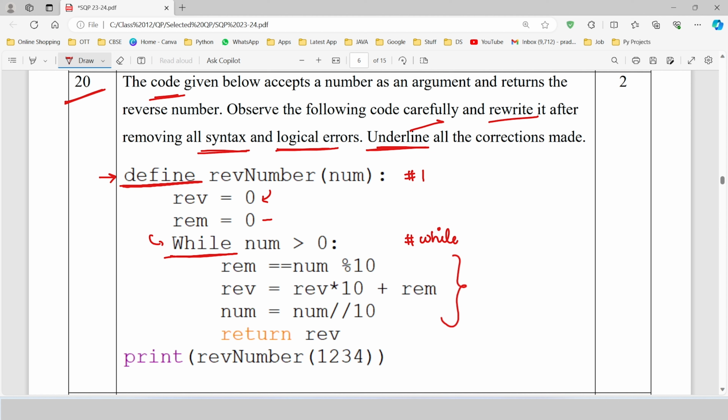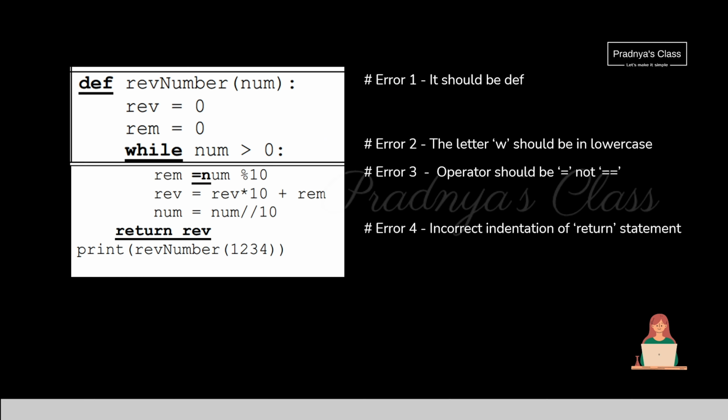These three statements are assignment statements, but when we look at the first statement in the while loop, here we could see this is a comparison operator and that's the error. It should be an assignment operator, not comparison. After calculating the procedure for the reverse number, we want to return it back, but this return statement is in the while loop. So the indentation of the return statement is wrong. It should be at the same level as while. So this is our fourth error. So in this way you will be writing the answer for this question.